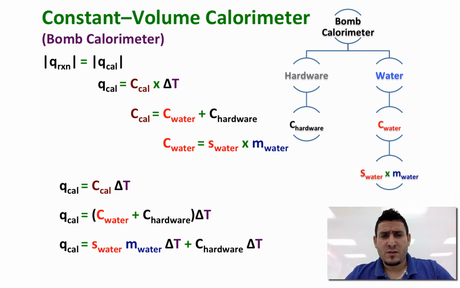Usually in exercises or problems like this, you will have all the terms except one, and you will be asked to find the unknown value. The main difference between a constant volume calorimeter and a constant pressure calorimeter is that the constant volume calorimeter has a heat capacity.